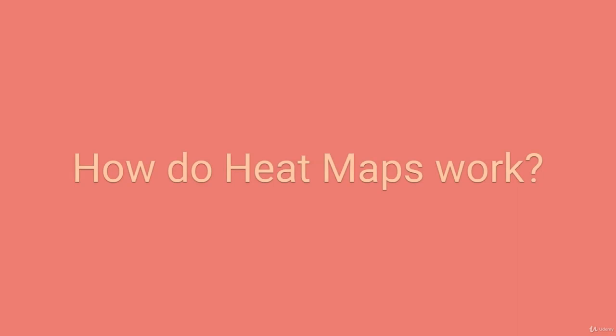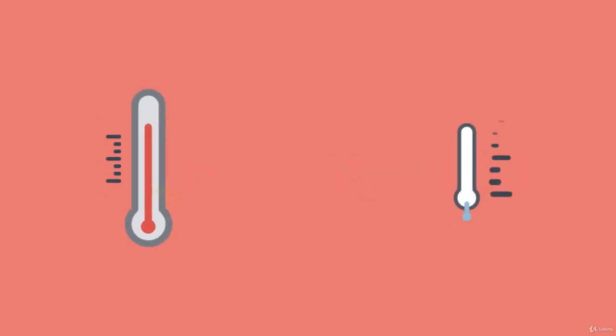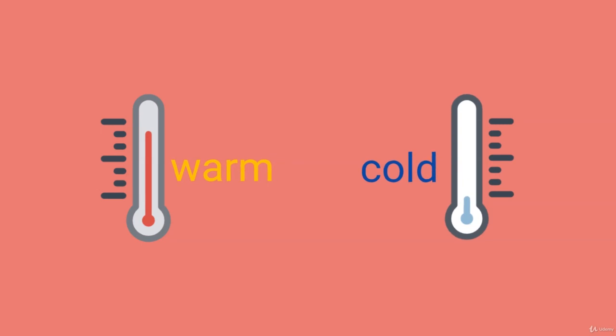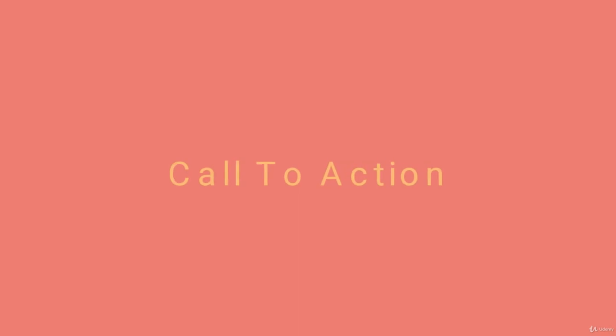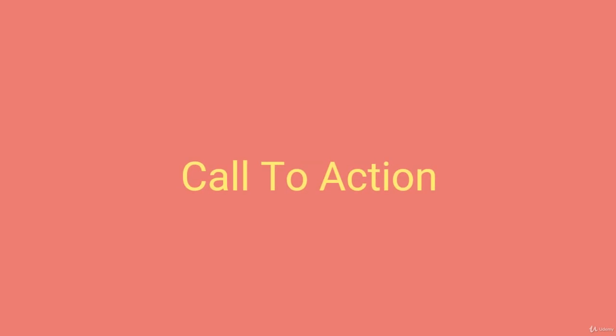How do heat maps work? Heat maps use a warm-to-cool color spectrum to display your site analytics, highlighting the parts of your page that receive the most attention in red or orange. They can show you how far most people scroll down your page, allowing you to position your call to action where your visitors pay the most attention.